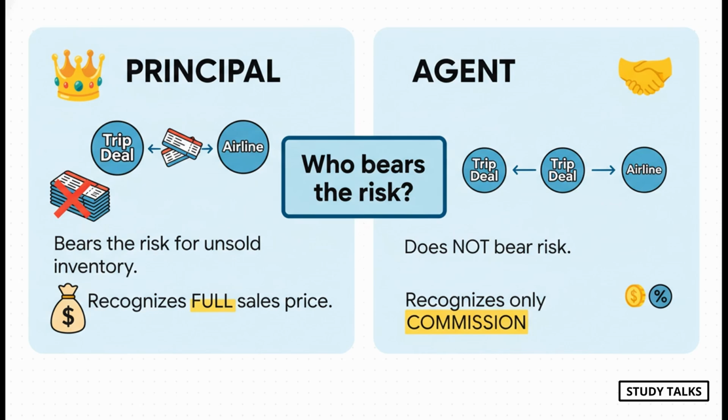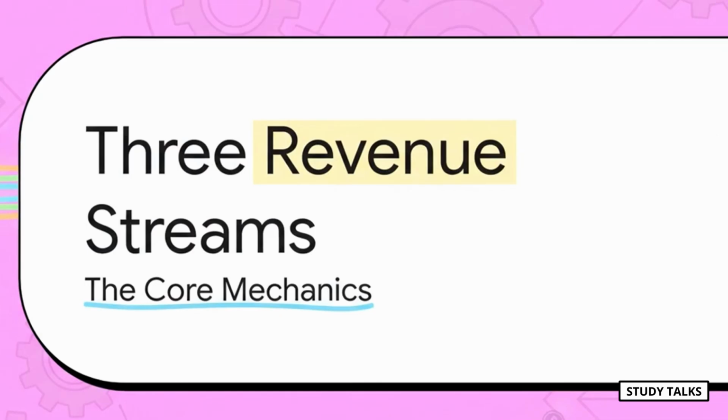But if they just book tickets on behalf of customers for a commission with no risk of loss, they're an agent. They only book the commission. If you remember one thing here, remember this. Risk is the deciding factor. Okay, so we've got the basics down. We know what revenue is and how to figure out if we're a principal or an agent. Now let's get into the nitty-gritty, the 3 main ways AS-9 says you can earn revenue.